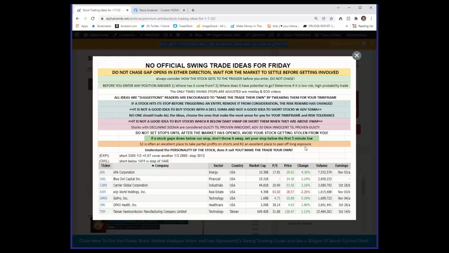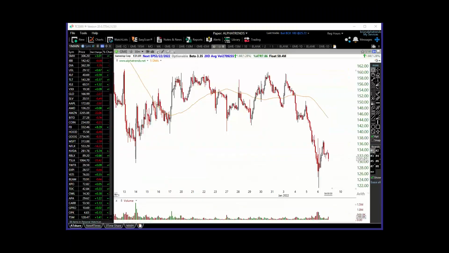S2 and R2 are great for taking a piece off. A lot of people say, where do I find daily S2? Where do I find daily R2? What are these things? They are pivot analysis. And what I'm going to do quickly is just bring this over here. I use TC2000 as my primary trading platform during the day.